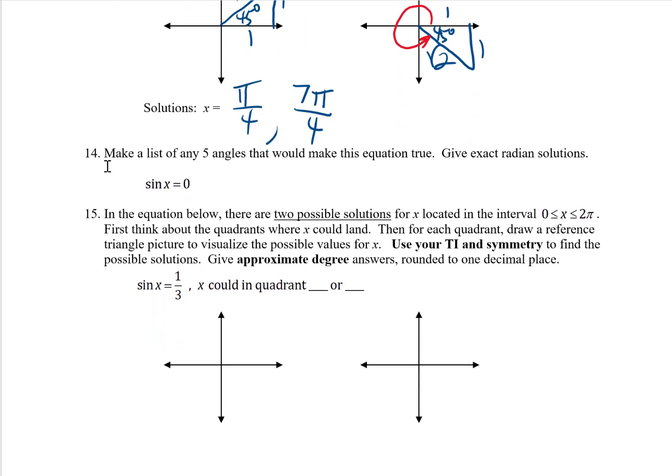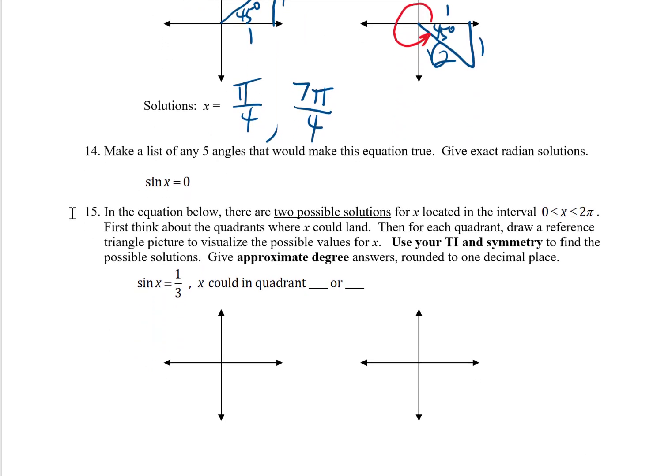Problem number 14. Make a list of 5 angles that would make this equation true. I think we could find lots of them. Of course, when I see a 0 with sine or cosine, I'm thinking unit circle. Sine represents the b coordinate. Well, here would be a spot with a b coordinate of 0, and here's the only other spot with a b coordinate of 0. So any angles that go with those two spots would work.